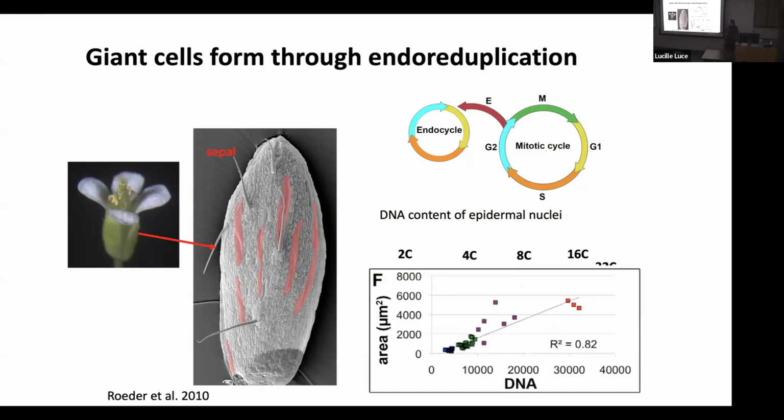And we can see that if we look at cell size versus DNA content, the large cells are these 16C cells. The 8C are in between. We've got the 4C and the 2C. Okay, so cell size is scaling with DNA content.